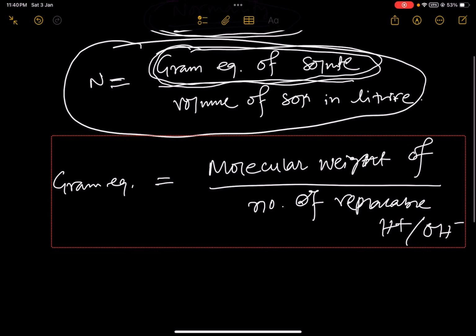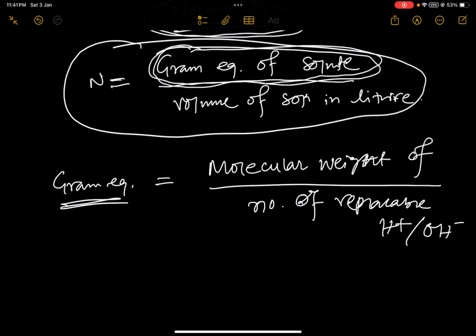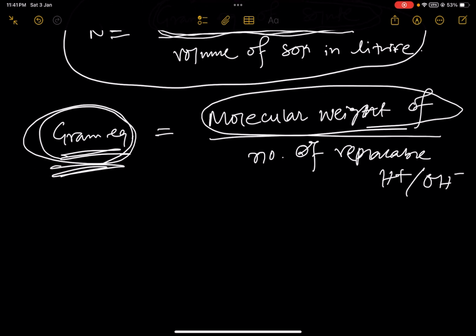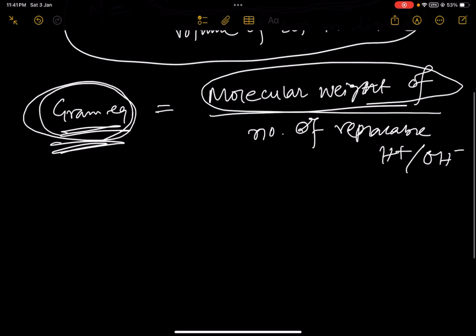Okay, so the formula for gram equivalent is molecular weight of that particular acid or base of our interest, like for whatever acid or base we are calculating the normality. We have to know the gram equivalent of that particular acid or base first of all, and for knowing that, we have to know the molecular weight of the particular acid or base. Okay, let's take an example of an acid that is the king of chemicals, that is H2SO4.